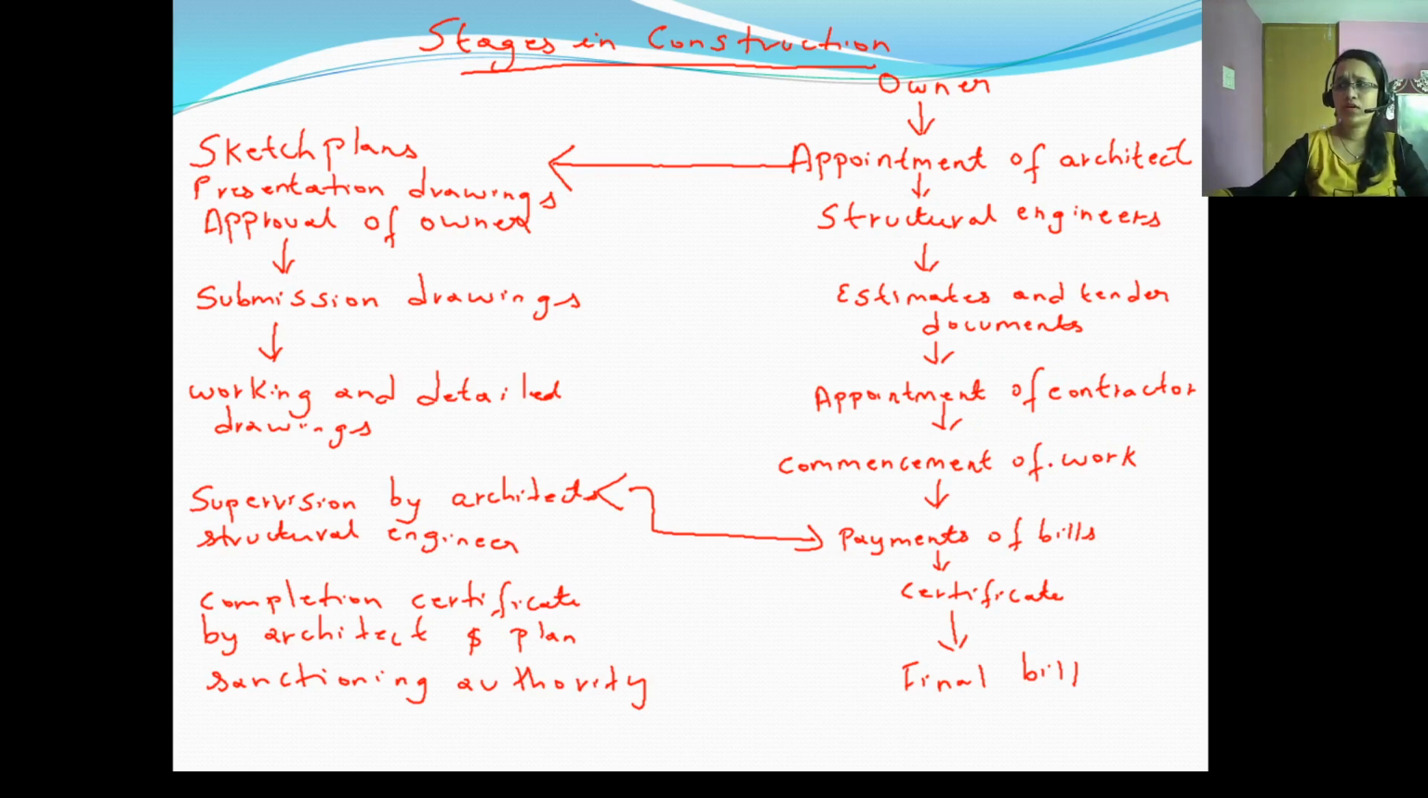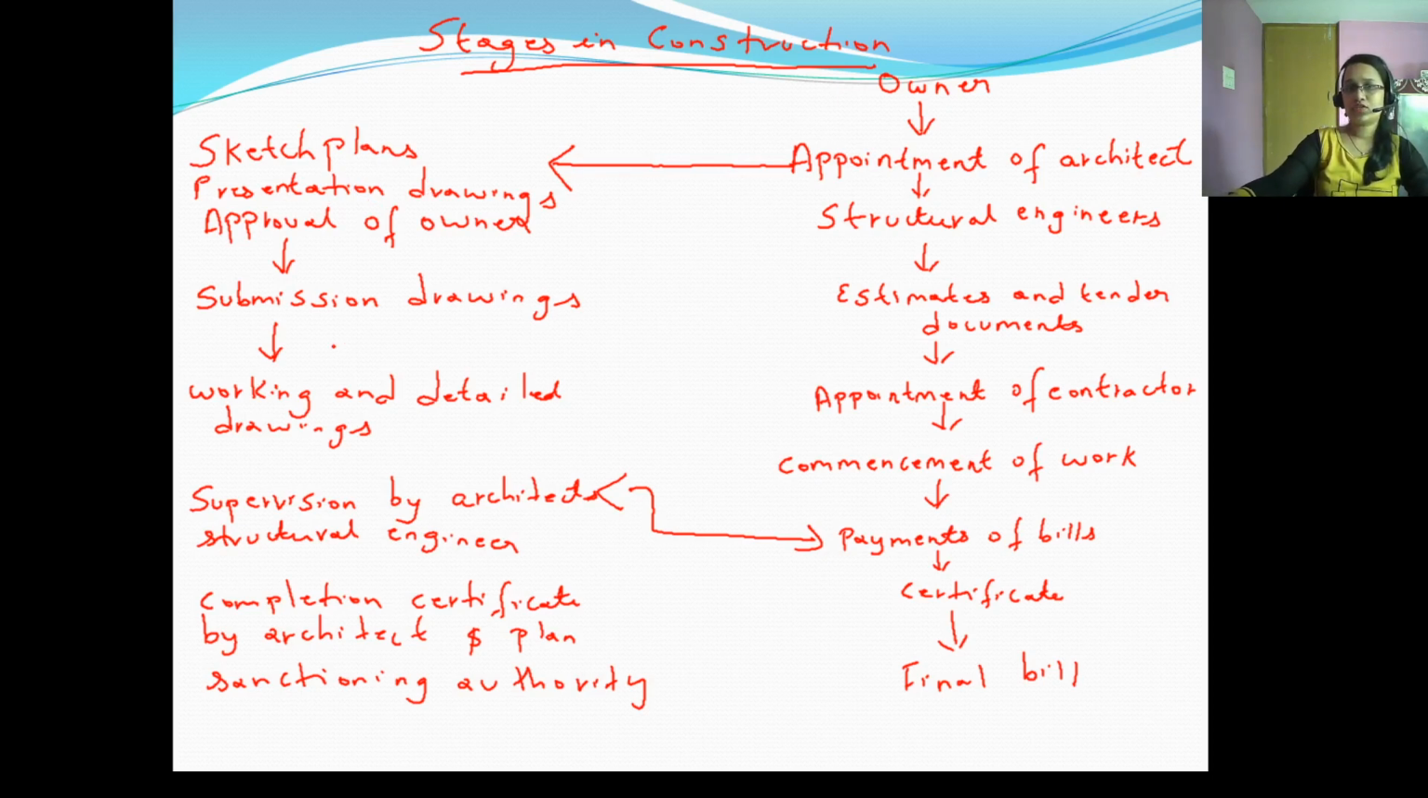Then, as I told you, periodical supervision and payment of bills to the contractor and structural engineer will be done. Then the work will be completed. A certificate of completion will be issued, and final bills will be prepared. Once the architect is appointed, he has to sketch plans. First of all he has to prepare presentation drawings, on what he is going to execute, with all the drawing details in his presentation drawings.